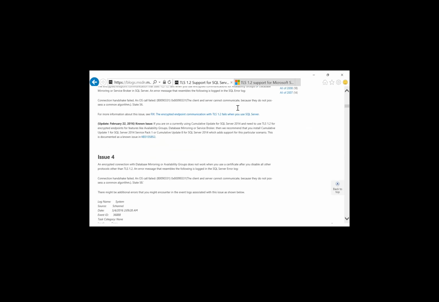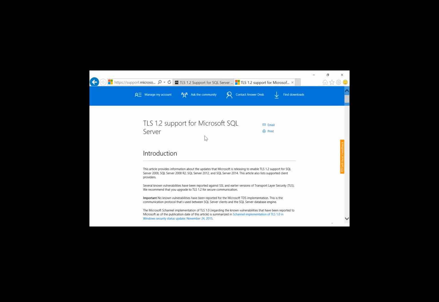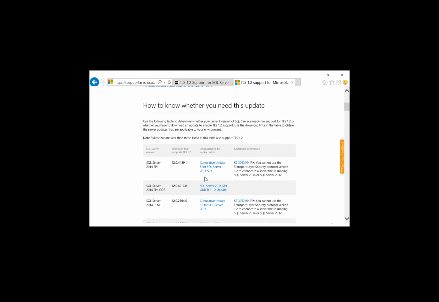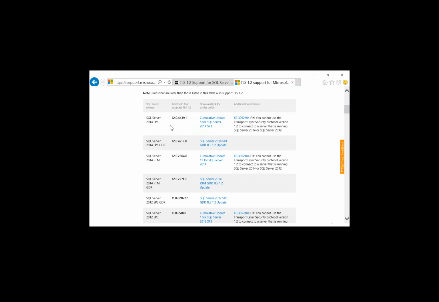So if you switch over to this KB article from the blog, it talks about all the different SQL Server builds that support TLS 1.2, and you will notice that all the release branches that are currently available in the market today for SQL Server have support for TLS 1.2 through one update or the other. So for SQL Server 2014 and 2012, you will have the cumulative updates listed along with the service pack, which supports TLS 1.2.